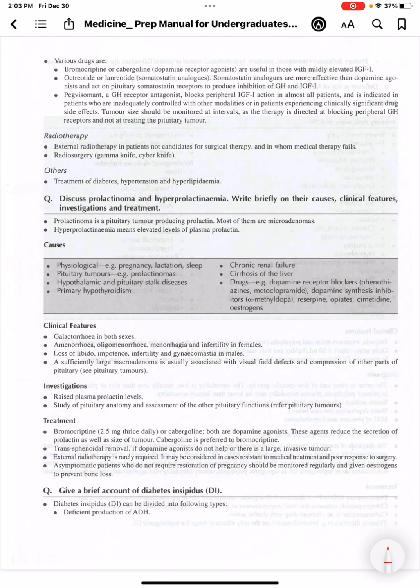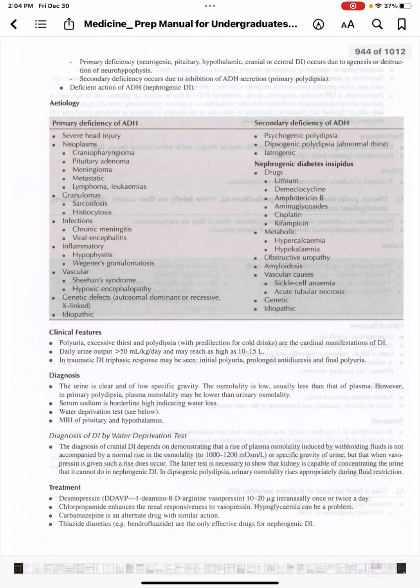Let's study about diabetes insipidus. So, what are the types of diabetes insipidus? In normal language, we can say that diabetes insipidus is of two types, that is central diabetes insipidus or nephrogenic diabetes insipidus. In detail, it can be due to deficiency in production of ADH, or it can be due to deficiency in action of ADH. It is nephrogenic diabetes insipidus.